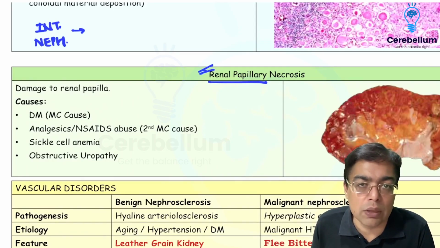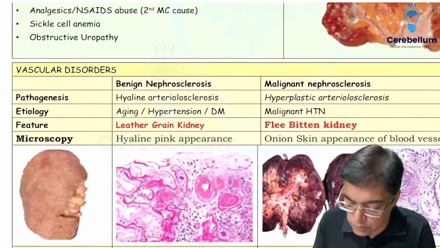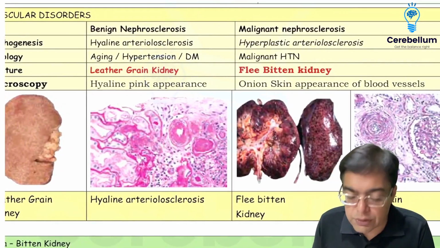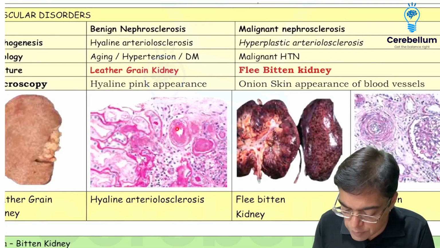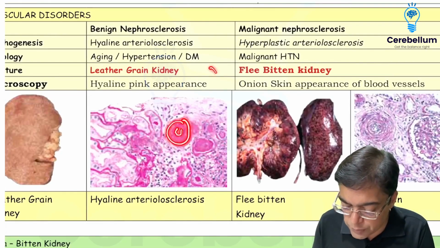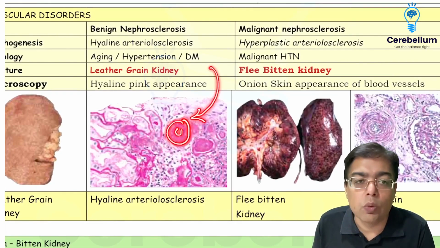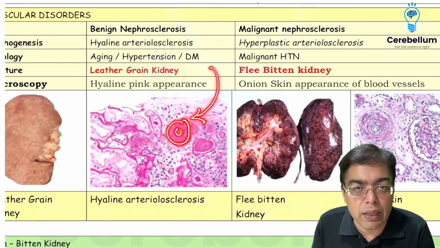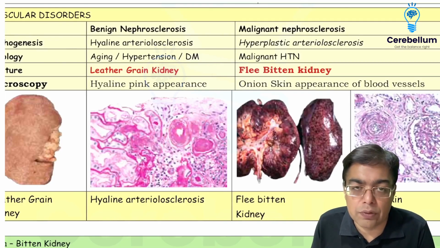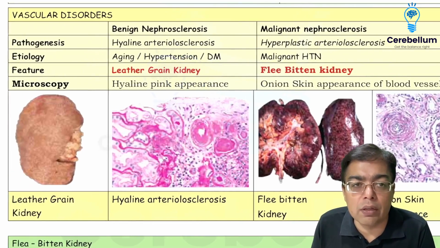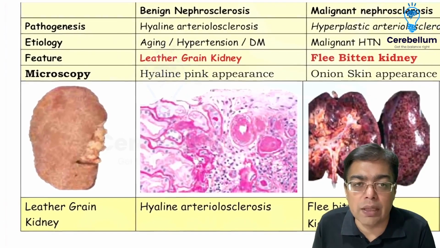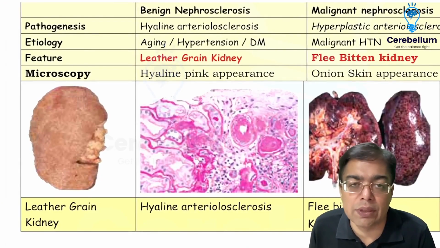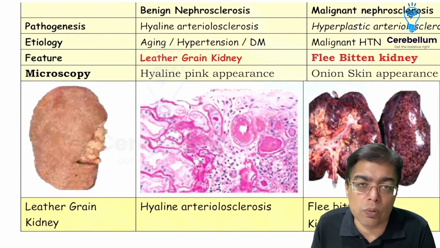Talking about the vascular disorders affecting the kidney, we have two important disorders. One is given the name of benign nephrosclerosis, a condition associated with the deposition of plasma proteins within the vessel wall. So a pinkish material is deposited in the vessel wall, quite commonly associated with aging, and also associated with diabetes and hypertension patients. Grossly, the patients are going to have a fibrous irregular appearance of the kidney that's given the name of leather grain kidney. The appearance of the blood vessels is given the name of hyaline arteriolosclerosis.